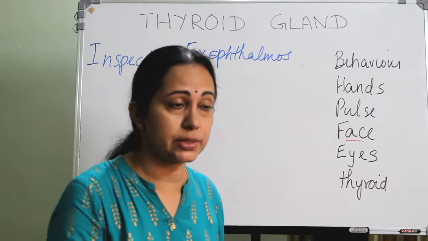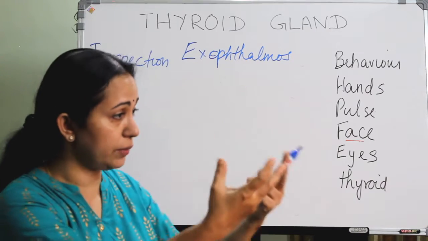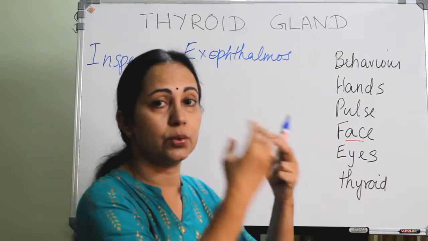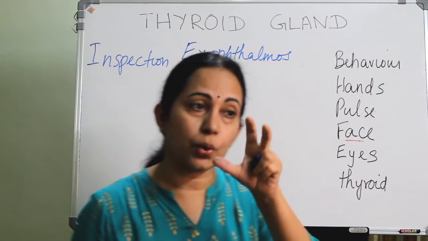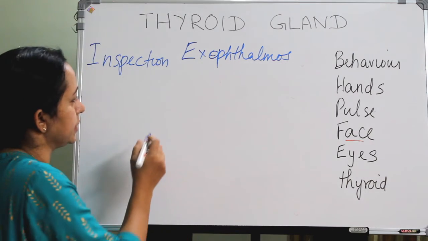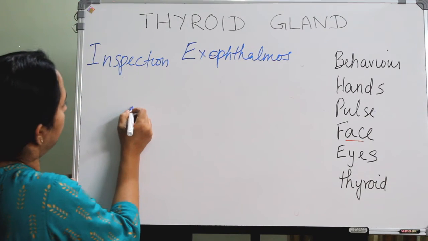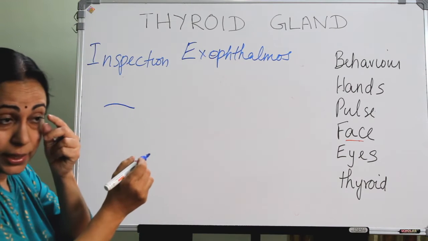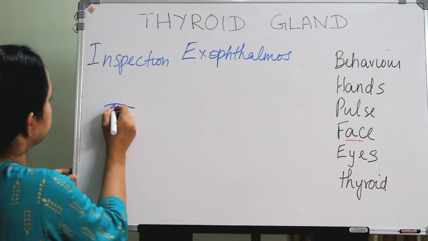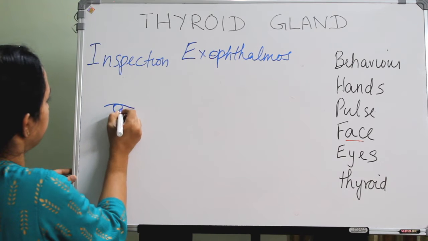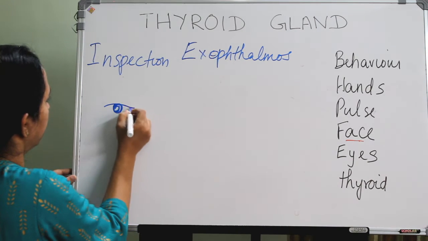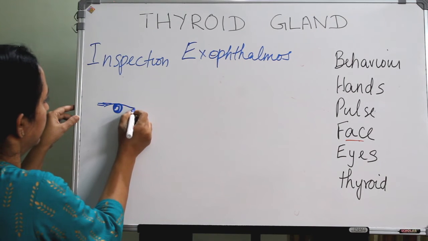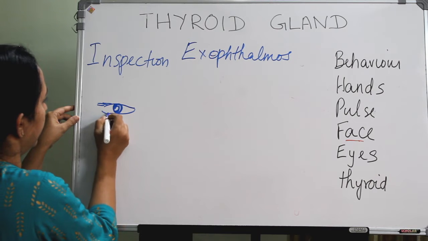That has to be examined from front, from the side, and also from behind the patient. So exophthalmos has to be examined from front. You can very well see the eyes of the patient. So normally what is the appearance of the eyes? Normally when you look into the eyes, there will be a cornea, the upper eyelid, and also the lower eyelid.